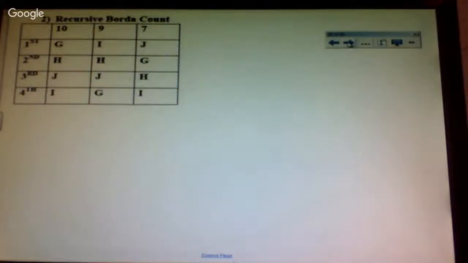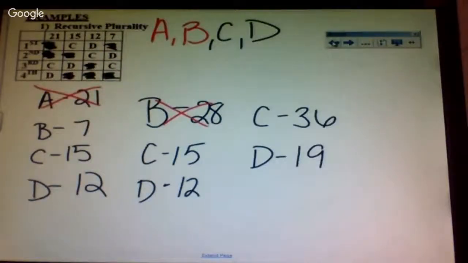So B takes A's votes because A was eliminated. When A is eliminated, whoever's next in line takes those votes. So when A and B were eliminated here, C now takes those votes. Good question. Anybody else?